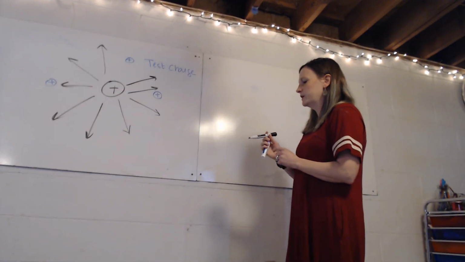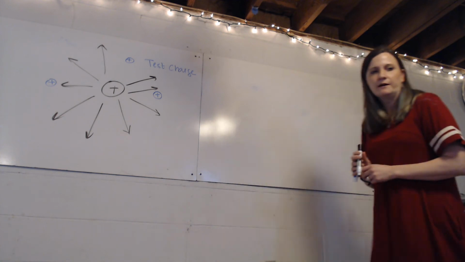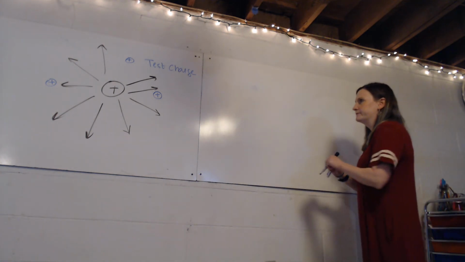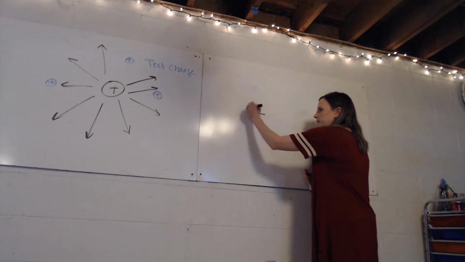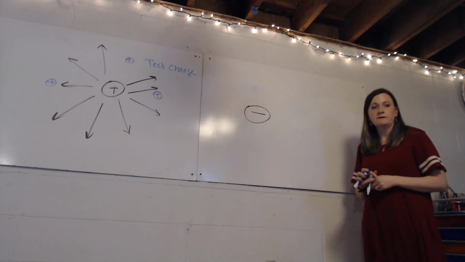If we drew field lines for a negative charge, so if I come on over here, I'm going to have, again, in black, the charge that is producing the field.